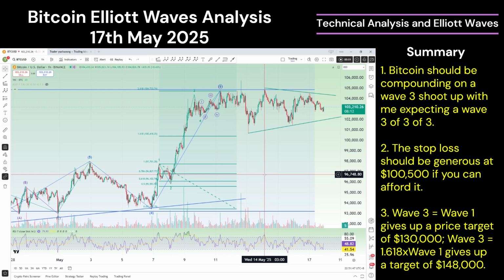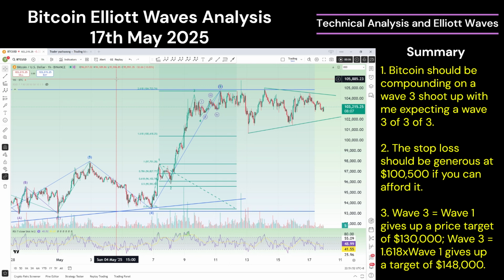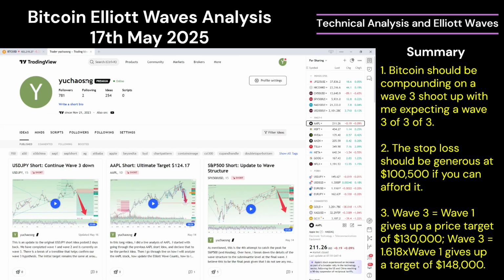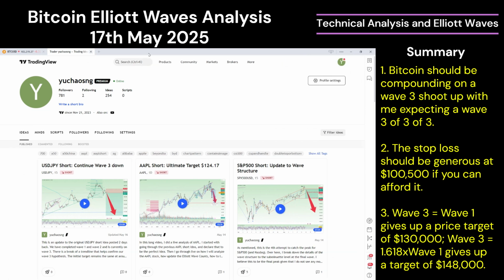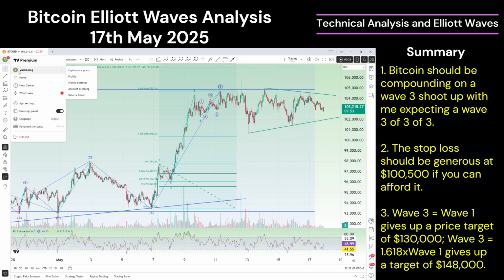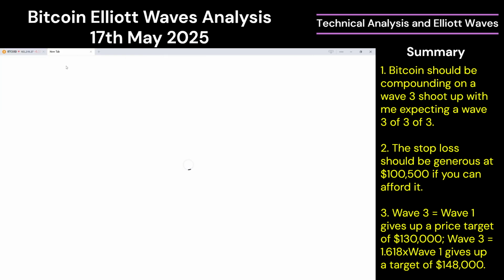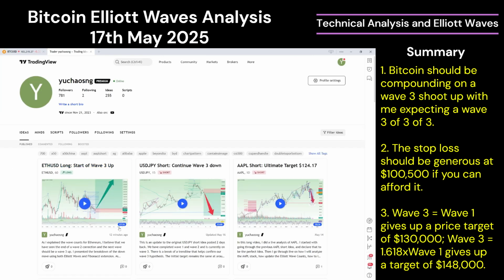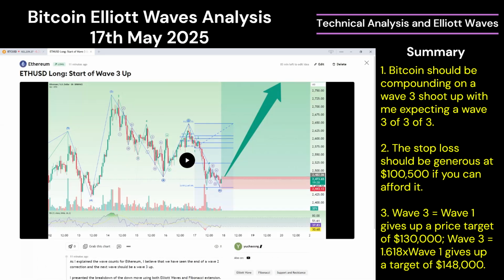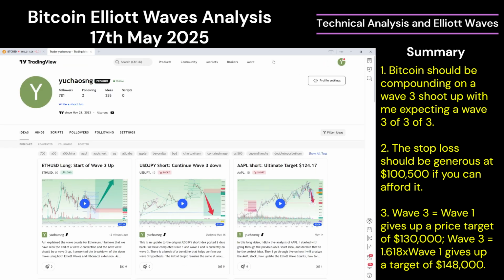So now I'll be talking about Bitcoin. Okay, to clarify, this Bitcoin idea is really riding on the Ethereum idea that I published just minutes ago. Right. So let me see. So over at the other one, the one that I just published 12 minutes ago, right? I mentioned that Ethereum is going on to wave three, right? If you're interested, you can take a look at the idea, right?